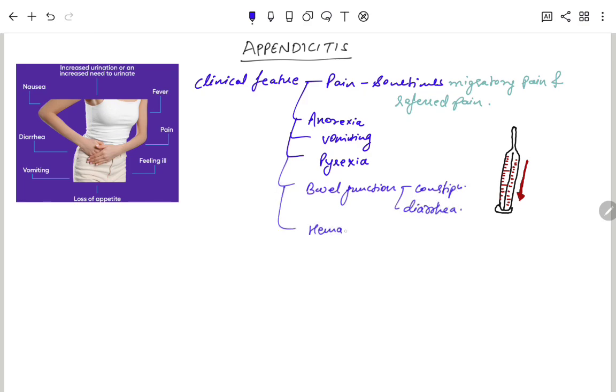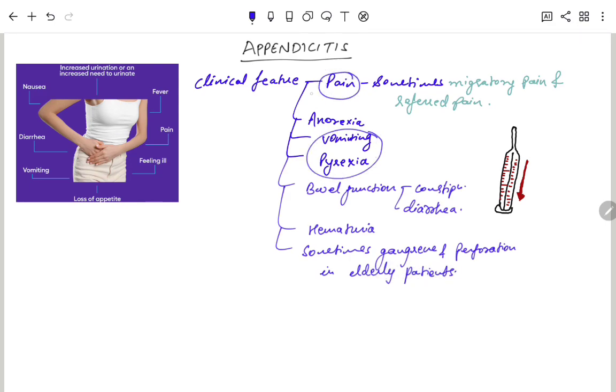Talking about the bowel functions, it has constipation, diarrhea, hematuria. Sometimes there is gangrene and perforation, as I have already told you. In older ages, in elderly patients, there is gangrene and perforations due to necrosis of the cell. Murphy's triad, which is the pain, pyrexia, vomiting.